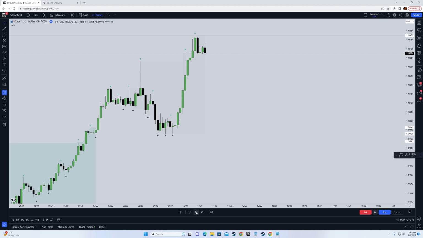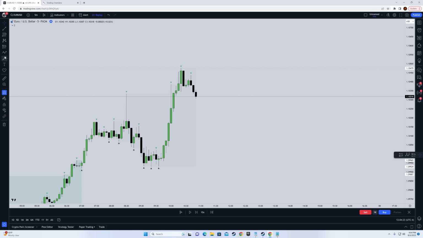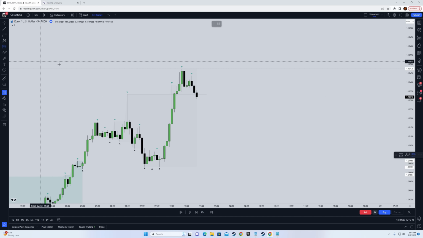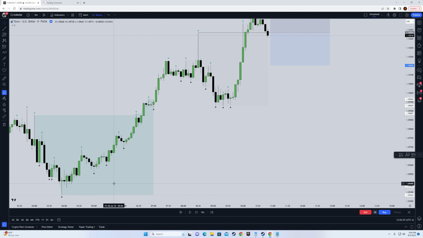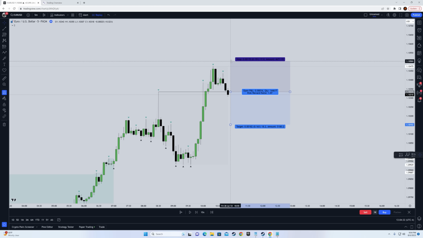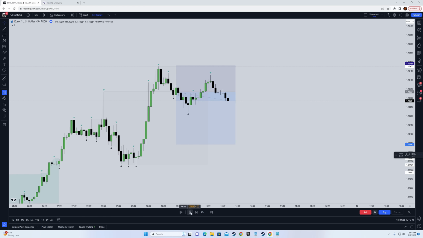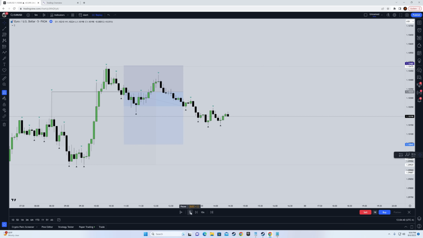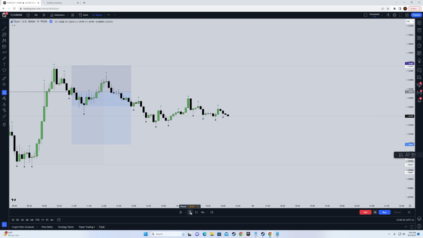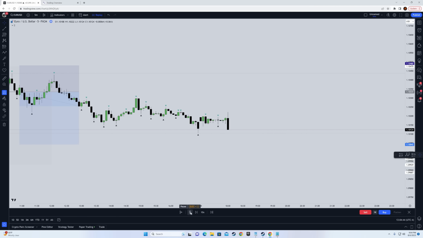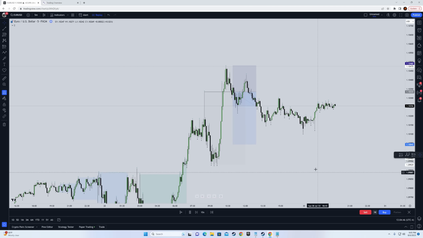Do we get a body closure below the range? Yes, I think we do here. Okay, we can take this trade, right? We have A, B, C. Stop goes right above the high. Let's go for 1 to 2, and let's see how this plays out. We're not going to go break even. We're not going to move our stop losses. Just let the probabilities play out here.